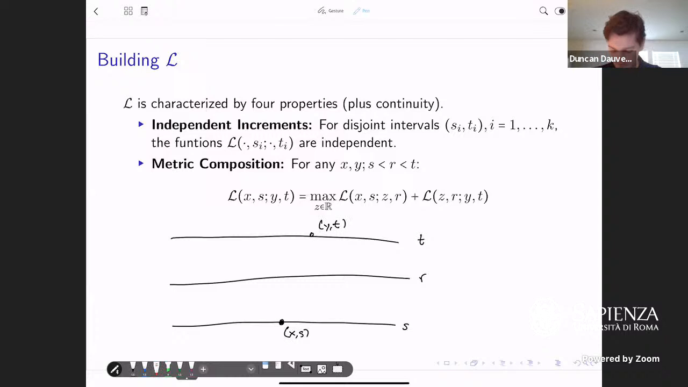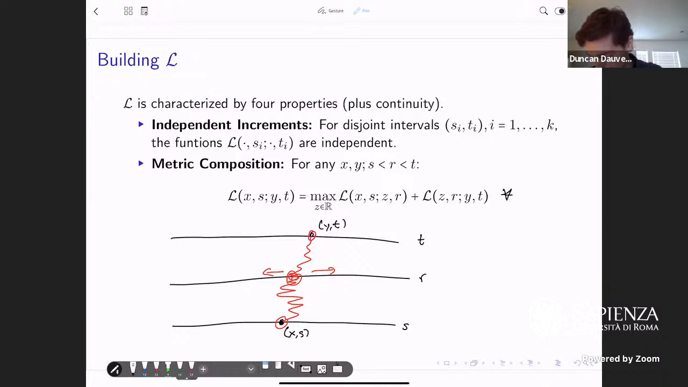Well, if you think back to Brownian last passage, this is going to be the same as in the landscape. My distance is going to be achieved on some geodesic going through a point at time R. And so what you can do is you can just search back and forth for the best possible sum of the length from here to here plus the length from here to here. And this gives you the distance from XS all the way up to YT. So this is what we call the metric composition law.